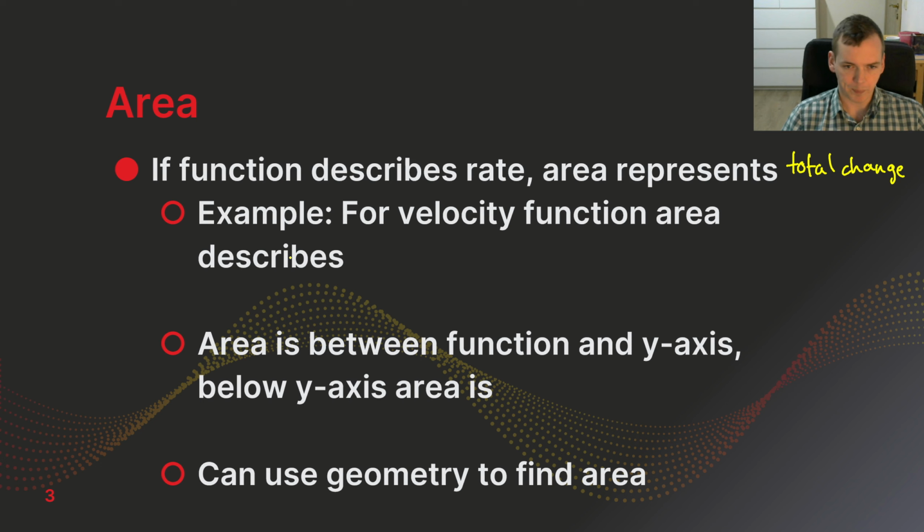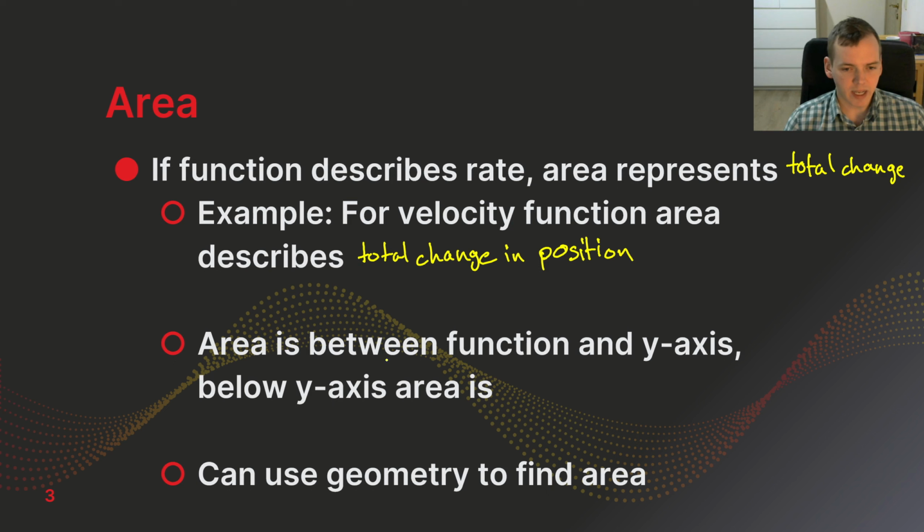For example, on a velocity function, the area describes the total change in position. And this is because the velocity function is describing the rate of change of position. So if I calculate the total area under that curve, it tells me the total change in position.